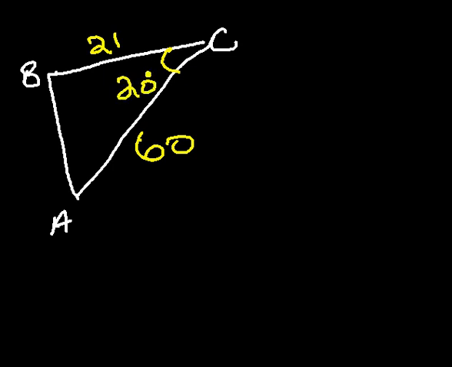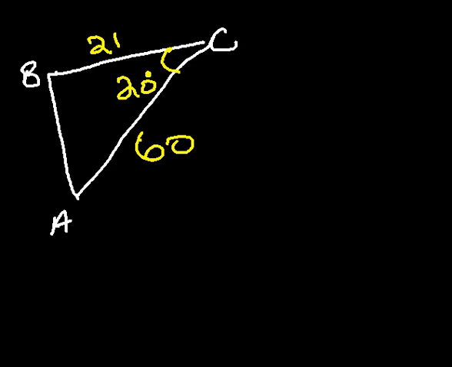Let's say we have a triangle which is given as this. Let's say this is side A, B, as well as the C. Now, assuming that this is 21, let's say this is 60, and let's say the value of this angle is given as 20 degrees. Now find the value of the side AB in this case.